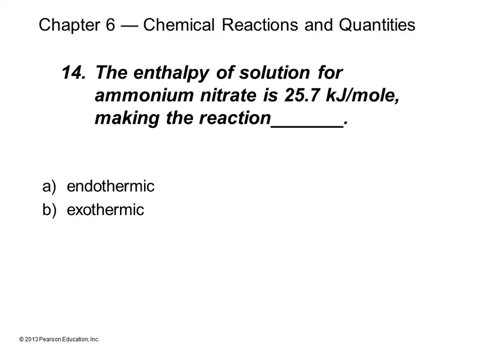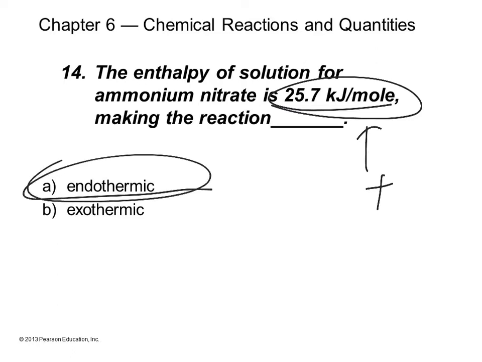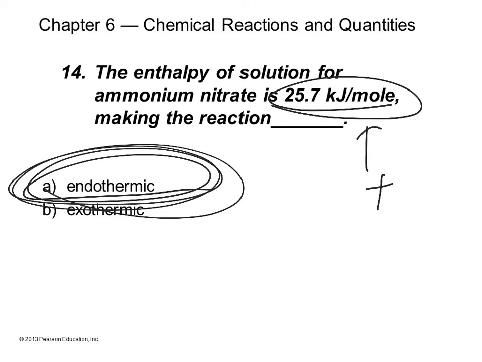Here's another one. The enthalpy of a solution for ammonium nitrate is 27.7 kilojoules per mole, making the reaction endothermic or exothermic. How do we figure this out? Sign, sign, everywhere a sign. Right? What's the sign on 27.7? It's positive. And whenever we see positive, we know it has to be endothermic. Chemistry's easy, life is hard.